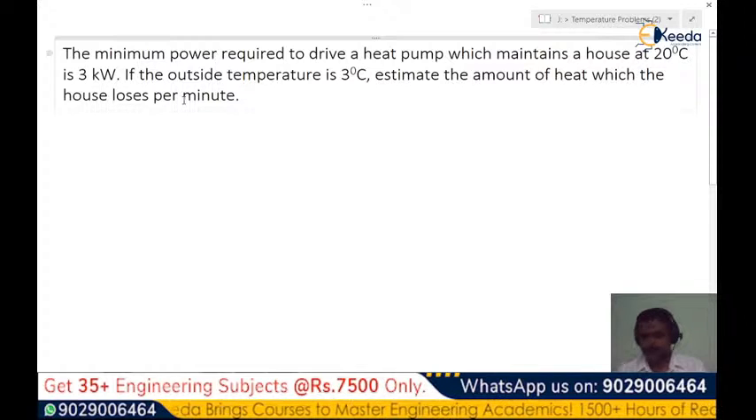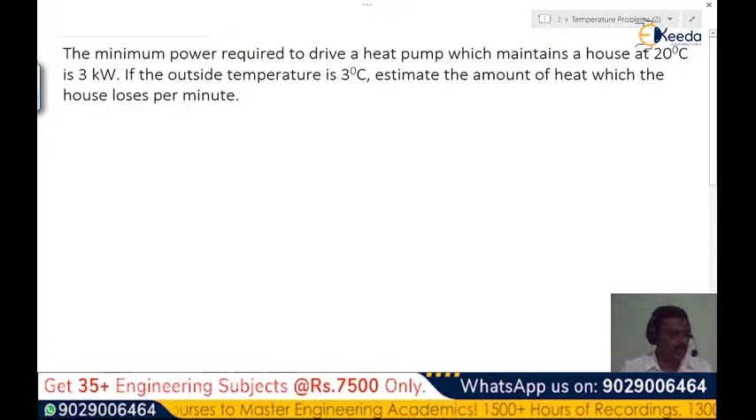So here let us start this problem with a block diagram. See, for this we have a heat pump. The minimum power required, that means it is a reversible heat pump because it requires a minimum power. So let us start with the block diagram. For that, the very first I will have a heat pump.